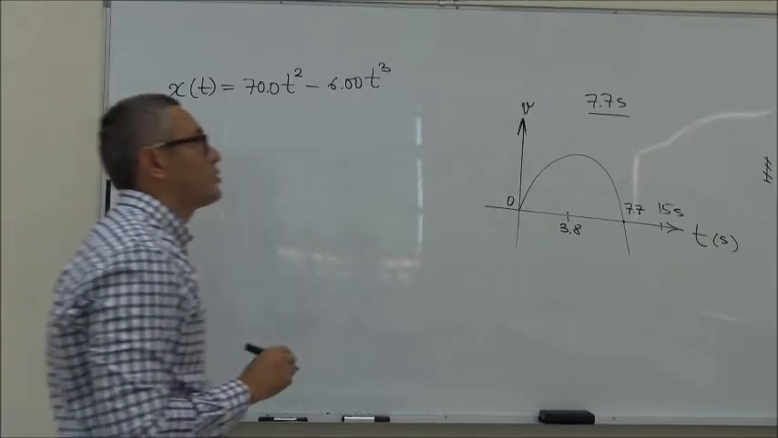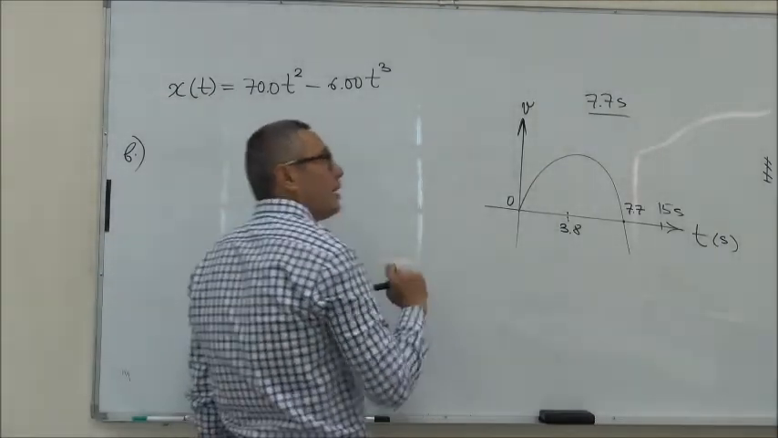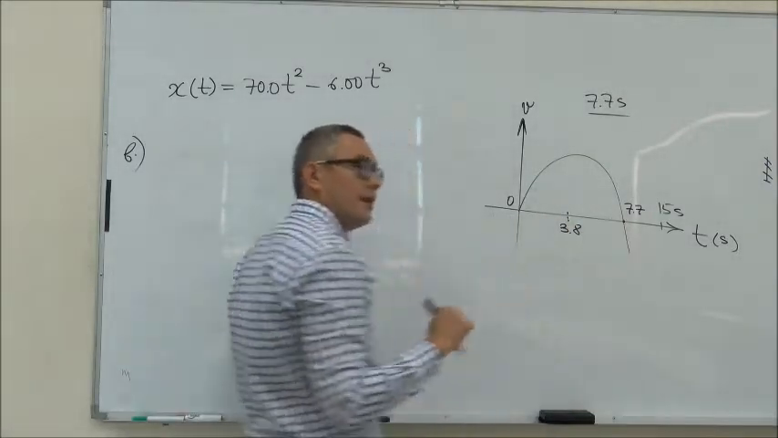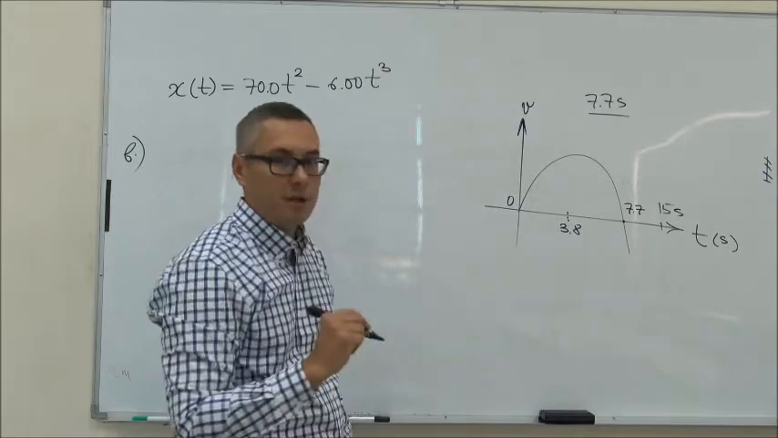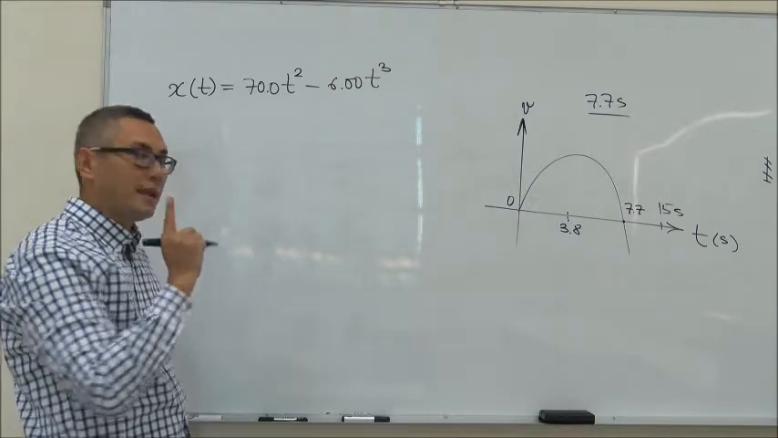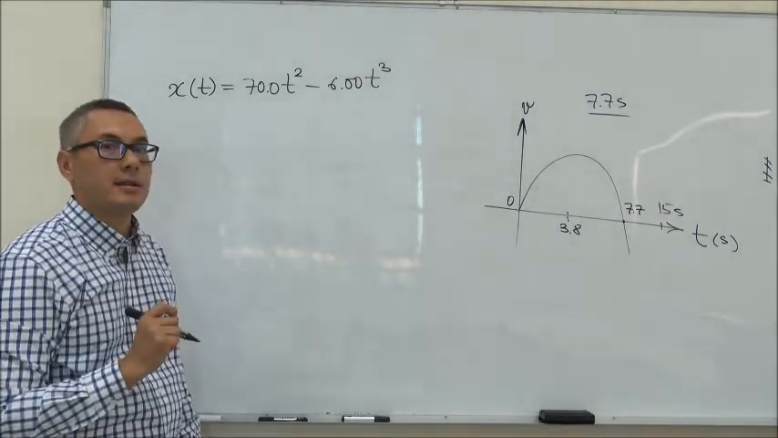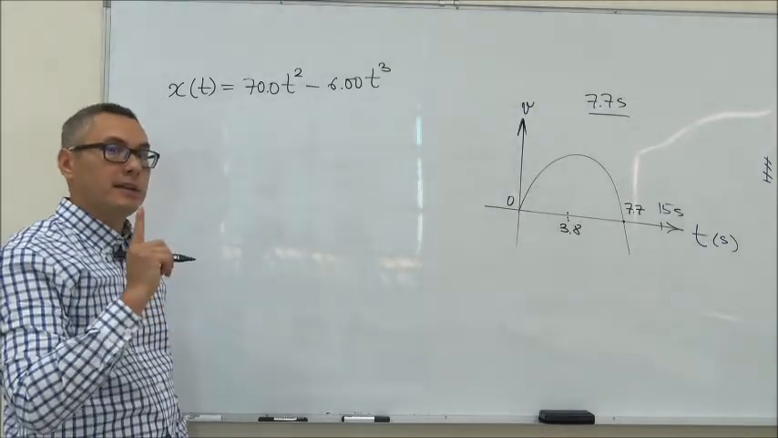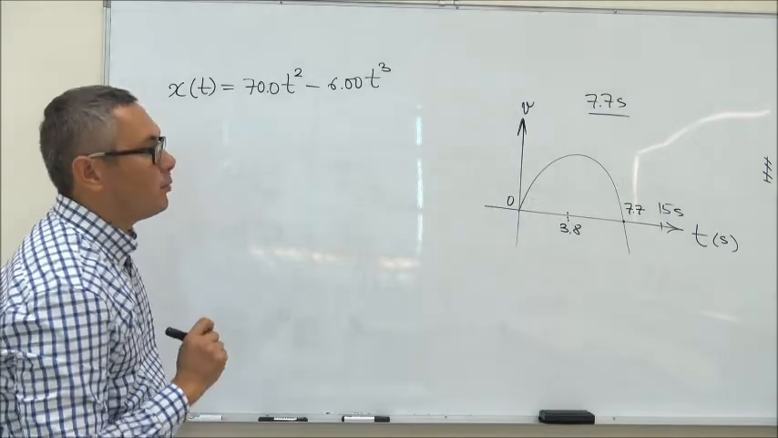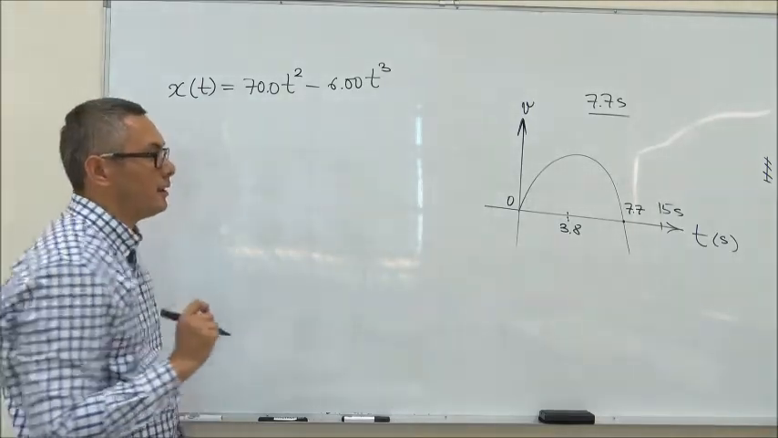In part A of the question, we realized that the particle is moving in the positive x direction for the first 7.7 seconds. After that, it reverses the direction. In part B of the question, we need to find the total length of the path covered during the first 15 seconds. And note that we need to find the length, not the displacement. So how do we do that? Well, let's first find the displacement, and then we will find the length.